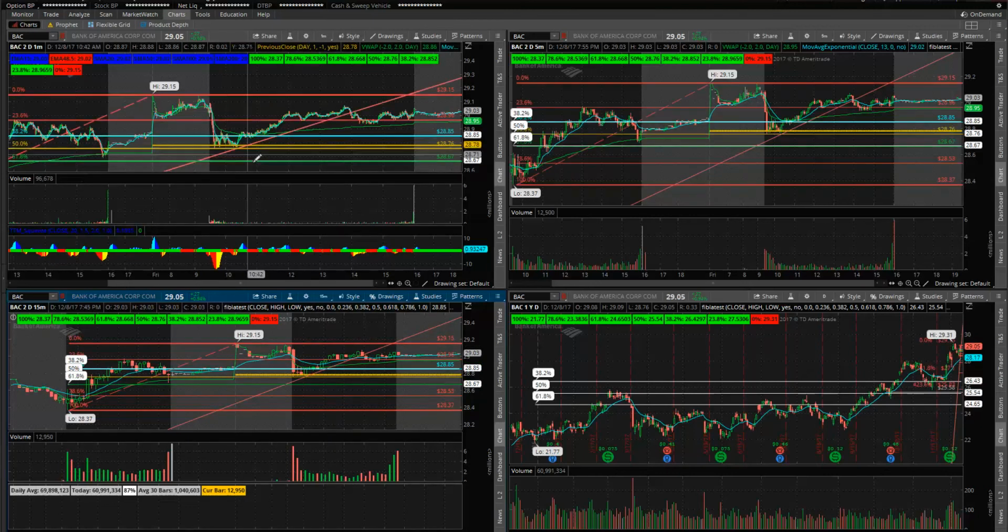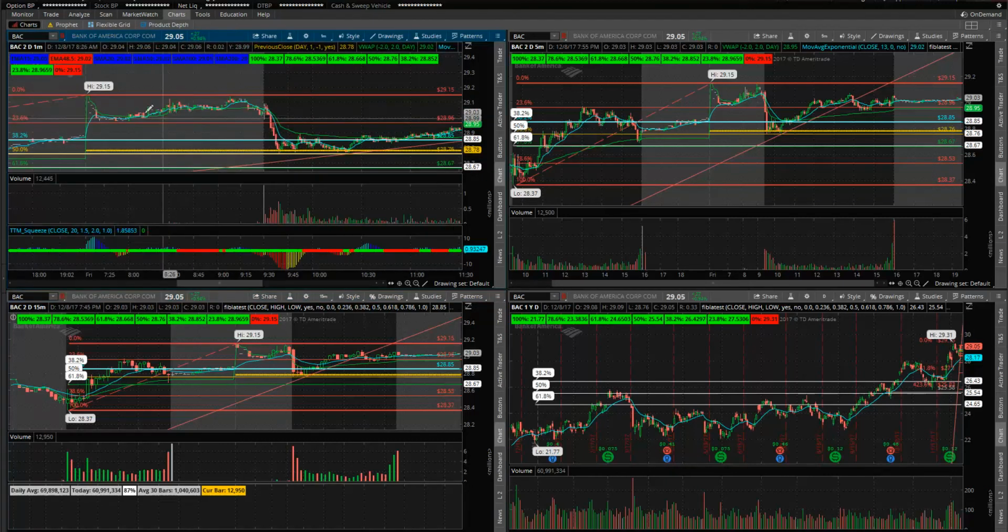Now, when you get a move that happens pre-market, like it did here, and it's not breaking that high, you have to expect people to take profit. And that's what the retracement is. It's people actually taking profit. Short sellers are also shorting the stock.